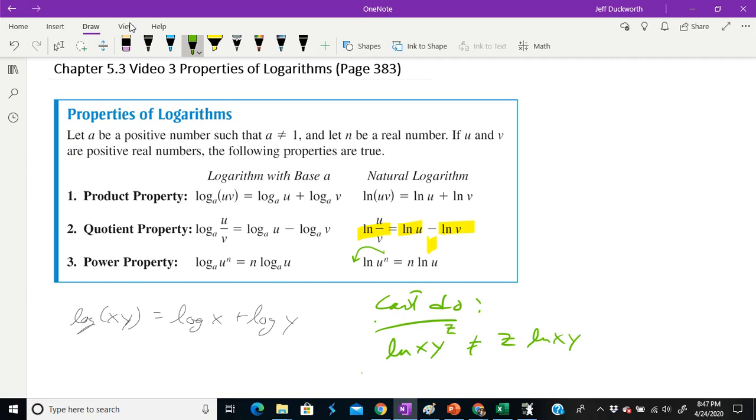What this actually equals: ln of x, y to the z is equal to ln of x plus ln of y to the z, which is equal to ln of x plus z ln of y. And again, the z can be positive or negative. It doesn't matter. It's just the y and the x that can't be. All right, so let's do a couple examples here.